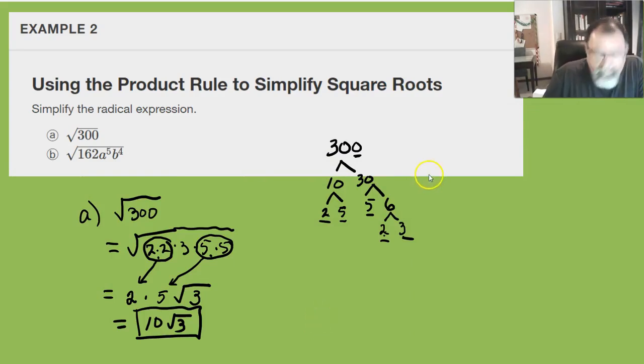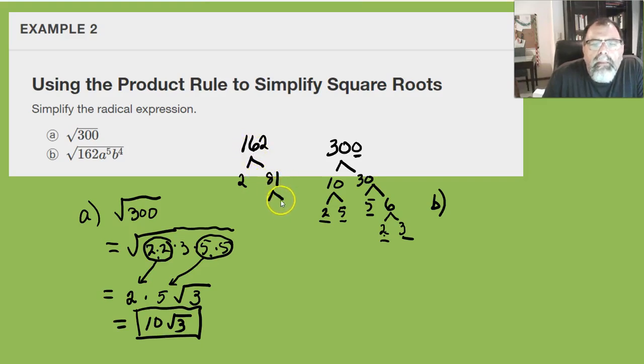All right, let's look at B now. So for this one, 162, let me do my little factor tree for 162. So that's 2, and then 81, and then if you see a perfect square like 81, I know it is 9 times 9. I don't have to break this down into 3 times 3. I mean, I can, but I can stop.